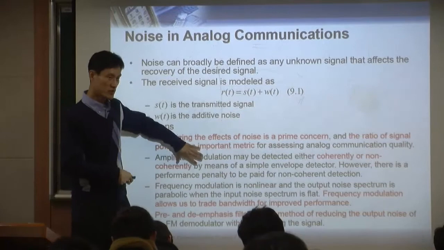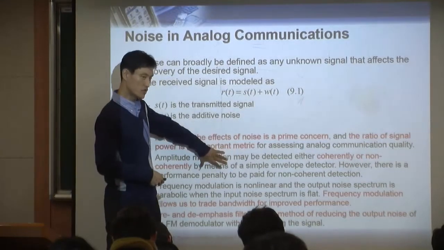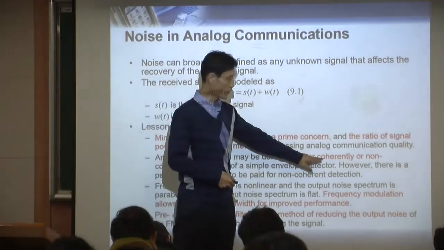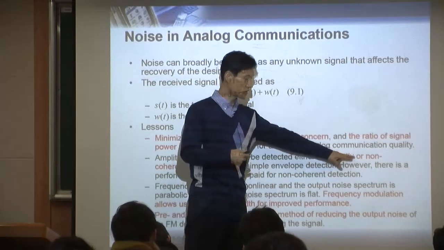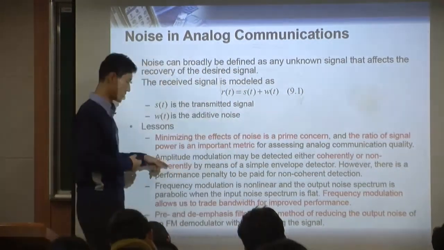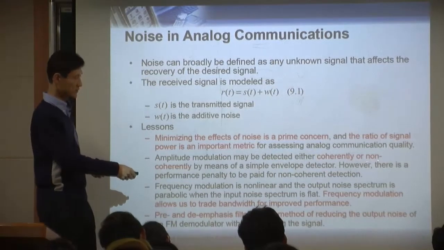We learned amplitude modulation, right? And in amplitude modulation, we learned the coherent detector and also the non-coherent receiver. So what was the non-coherent receiver we learned?